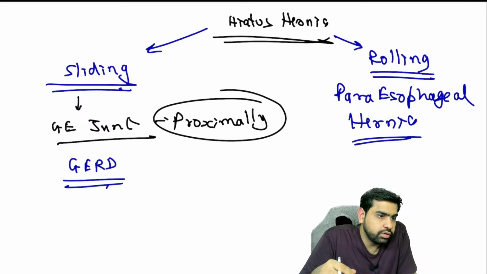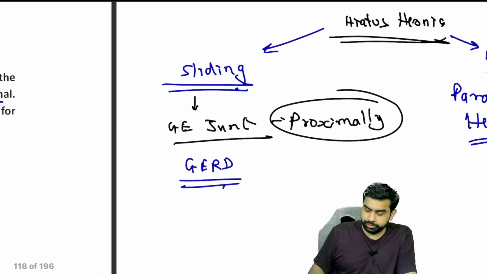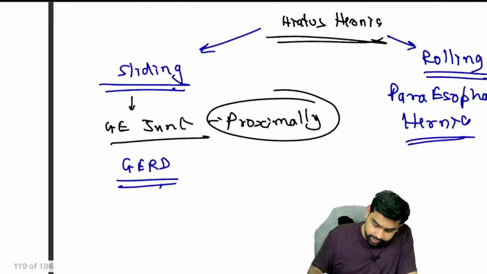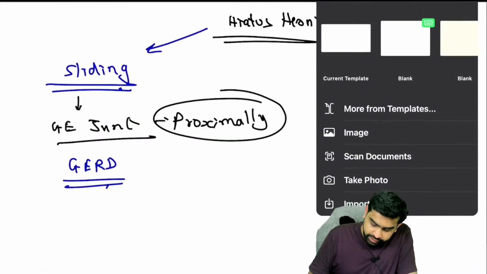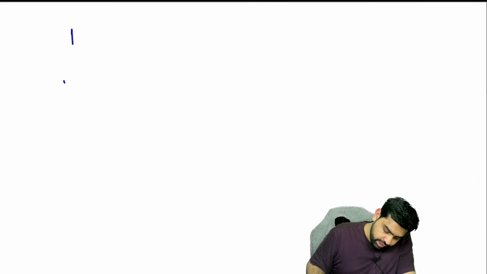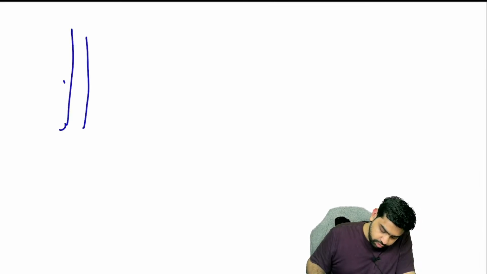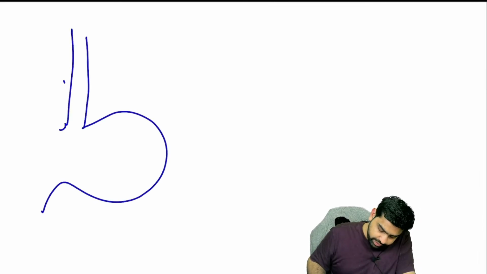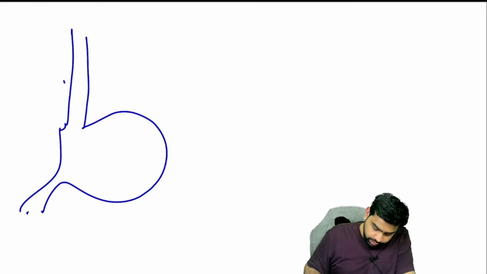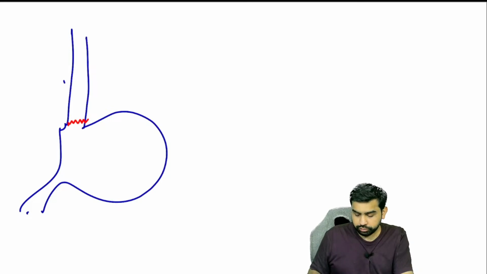Death Bhai, please try to understand over here. I understand your doubt. What he's basically trying to ask is, can we appreciate the anatomy of the GE junction on the endoscopy? Probably not. But let's assume that there is a patient who has this particular esophagus, and let's assume that this is the squamocolumnar junction.